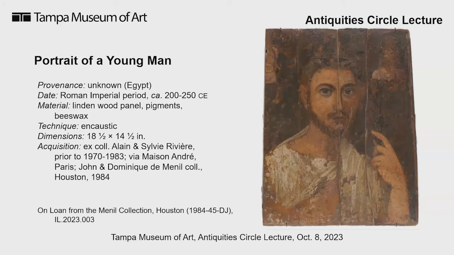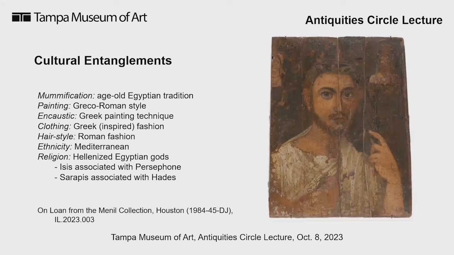So this beautiful piece has shown several types of cultural connections coming together. Mummification is an age-old tradition, as I said. The painting style, encaustic, is Greek. The style of painting compares very well to the paintings in Herculaneum and Pompeii, so it's a Roman style as well. The clothing is inspired by Greek clothes, but it's not exactly how Greeks would wear their clothes. There are other paintings where you see a more Roman-inspired clothing. The hairstyle is particularly Roman. Certainly the facial hair is something that Emperor Hadrian reintroduced. The ethnicity, not specifically Greek, not specifically Roman, not specifically Egyptian. It's a blend, a Mediterranean appearance.